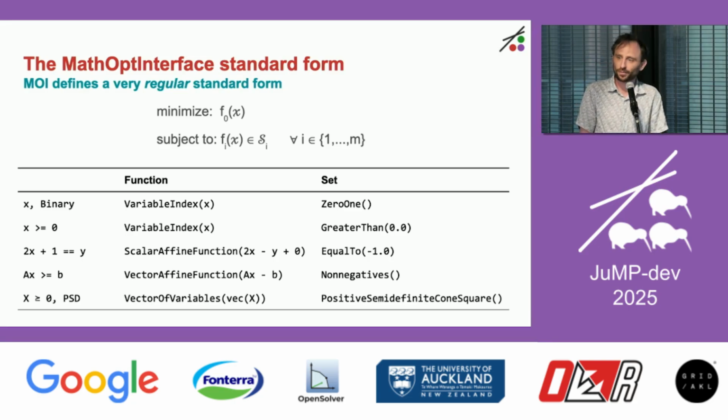So a binary variable is not just a binary variable. It's really the constraint that a variable index x lies inside the set 0, 1. And maybe a bound on x is the variable index x lies inside the set greater than 0. And a linear equality constraint is the function scalar affine function lies inside the set equal to. Vector functions, vector affine function lies inside the set non-negatives, and then there are cones, and even kind of PSD matrices and many others.